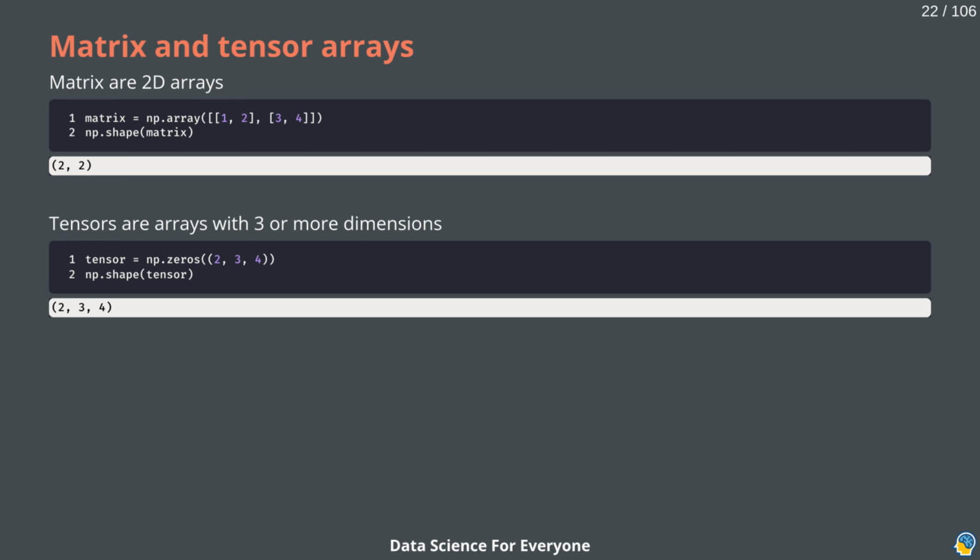In mathematical terms, a 2D array is called a matrix. Arrays with 3 or more dimensions are referred to as tensors. These names help describe the structure of the data.